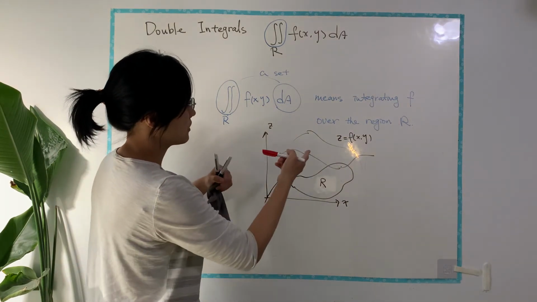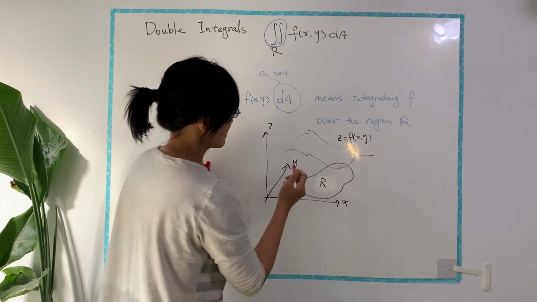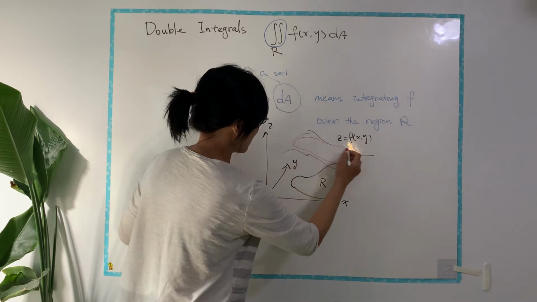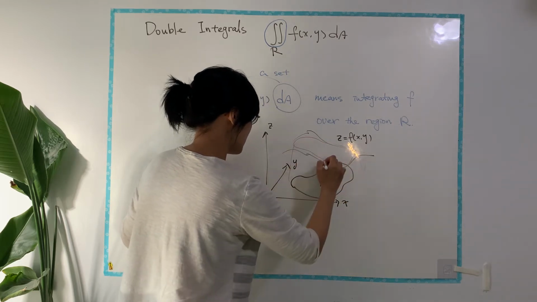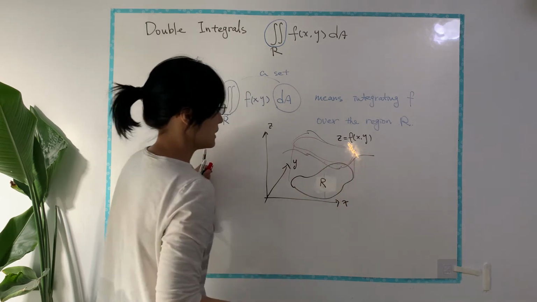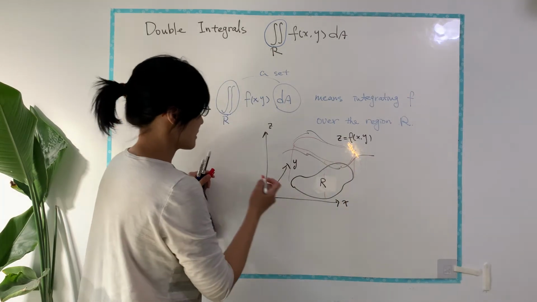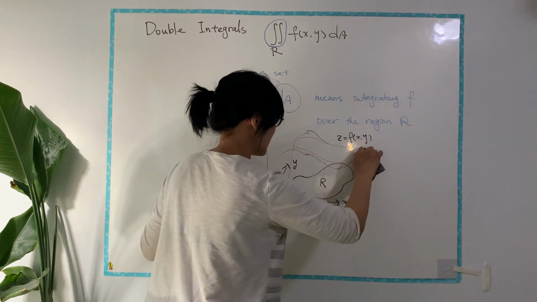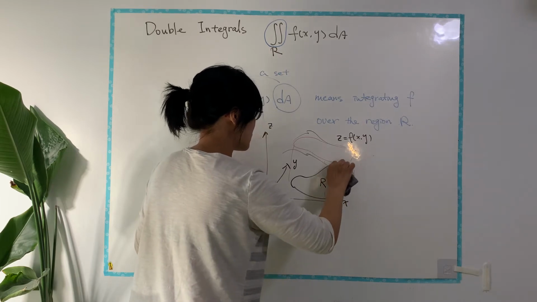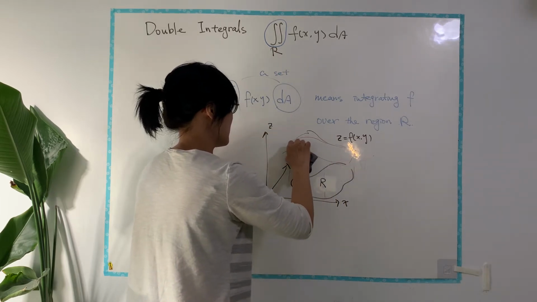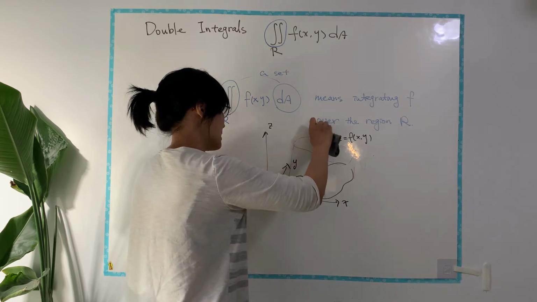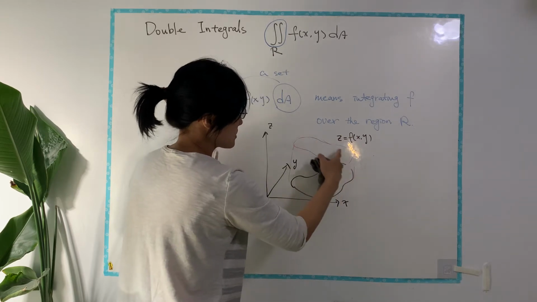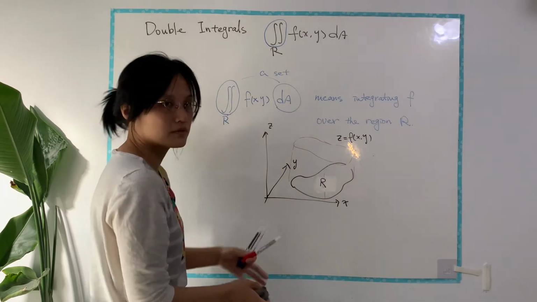Now integrating f over the region R would mean that I only look at the part that is defined above the region R. So let me erase the part that's not necessary, so the board does not look too crazy. Only this is the part of the surface that's sitting right above the region R.